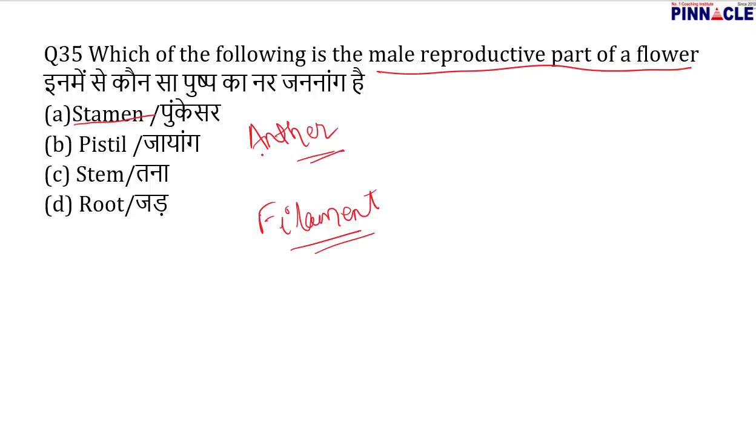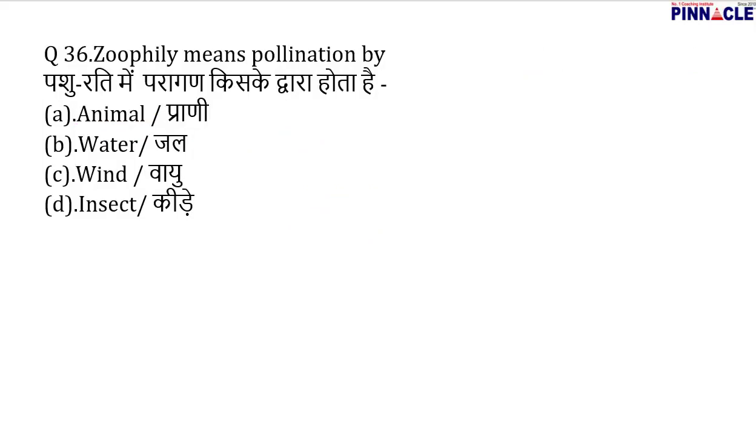This anther and filament together are said to be stamen, which is the male reproductive part of a flower. So for question number 35, A, that is stamen, is the correct option. After question number 35, let's move on to question number 36. Question number 36 asks us that zoophily means pollination by.